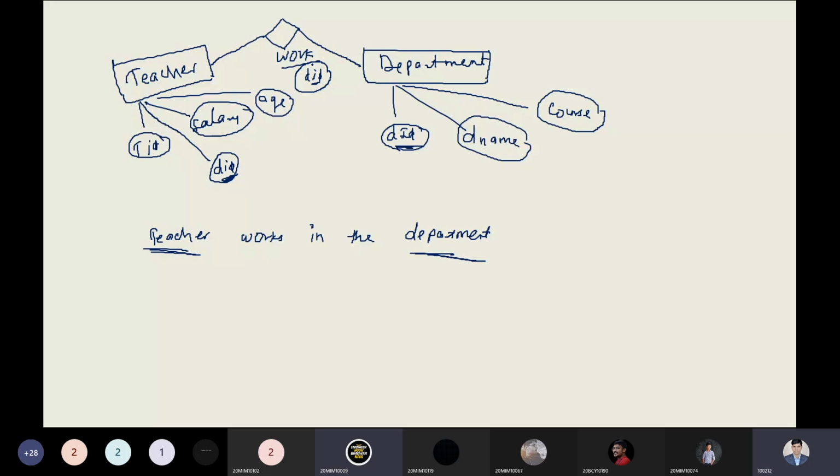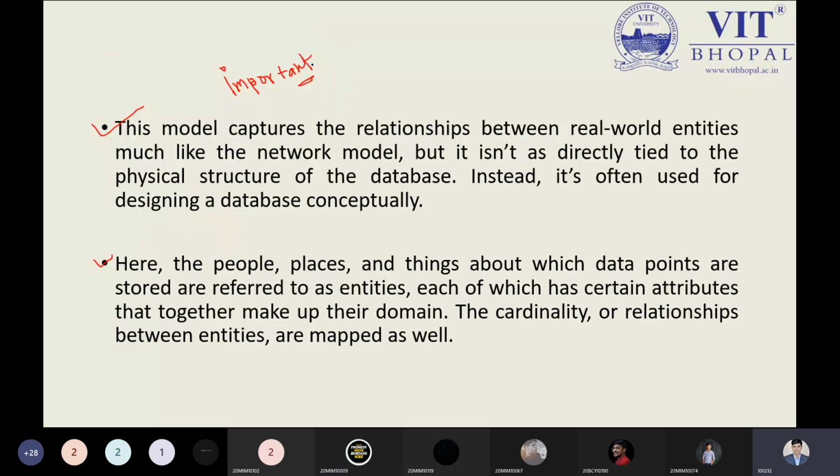Okay. So after this point, you people are required to keep in mind some important points. I am reading some points over here. These are the two important points, that's why it is written over here. The ER model captures the relationship between the real world entities.